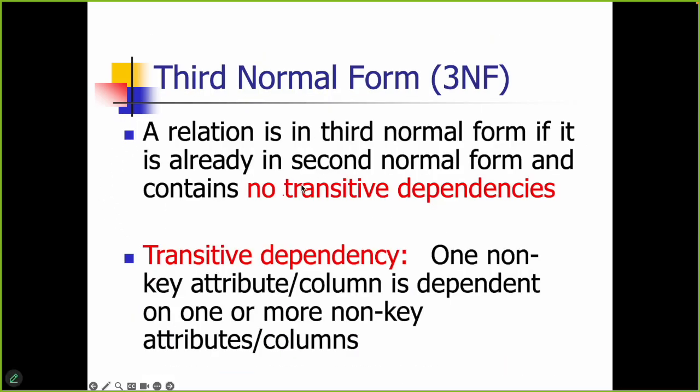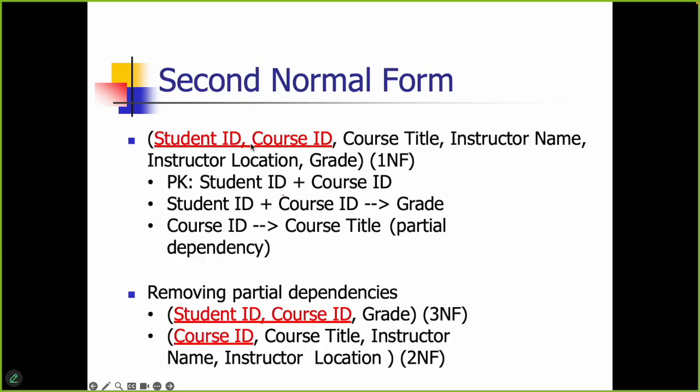So this is just explaining what I already mentioned. Student ID, course ID, course title are the names of the columns, and the primary key is student ID and course ID together, which can uniquely identify grade. So this is the full key dependency. Course ID to course title is a partial dependency because course ID is only part of your primary key.